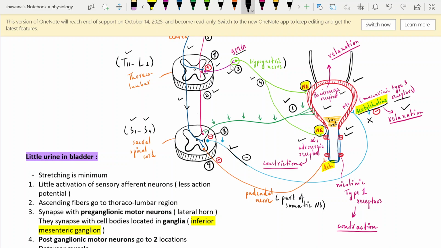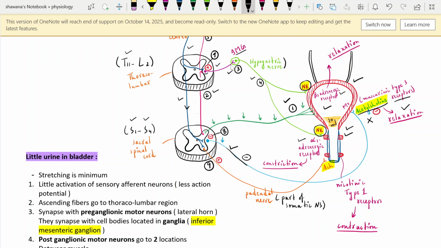The ninth step is what? The other fibers from the pontine storage center will descend and they will synapse with the anterior gray horn of the spinal cord in the sacral region. And these fibers are part of the somatic nervous system. This is not part of the autonomic nervous system, because the autonomic nervous system comprises two parts: the sympathetic, the inferior mesenteric ganglion, and the parasympathetic. That's what we have discussed.